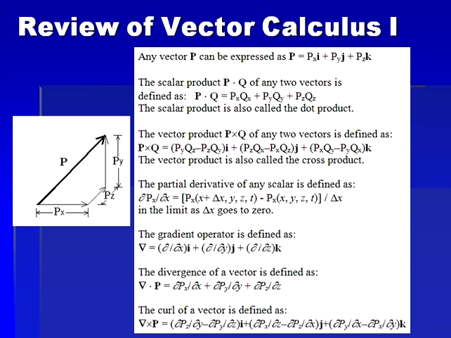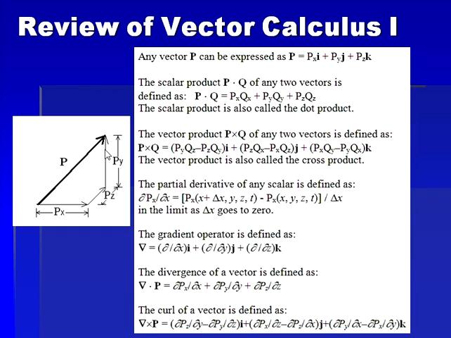For instance, in the picture we can see that the vector p has a projection along the width direction of p sub x, a projection along the height direction of p sub y, and a projection in the depth direction of p sub z. If we add up the components, we result with the vector p.